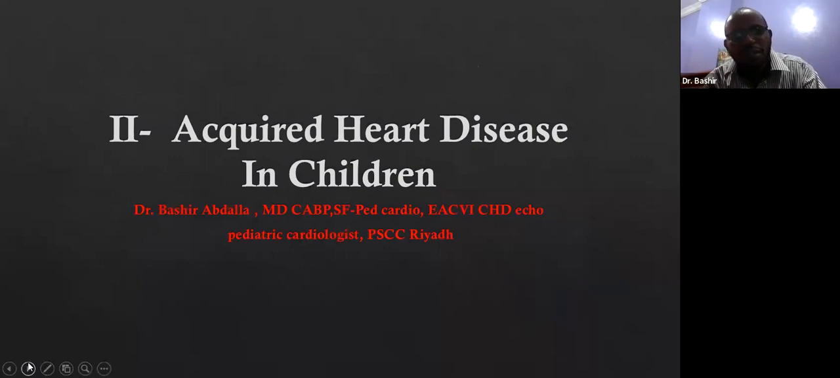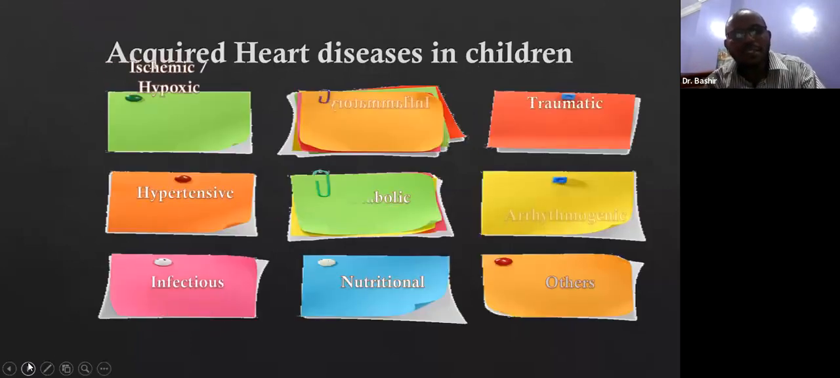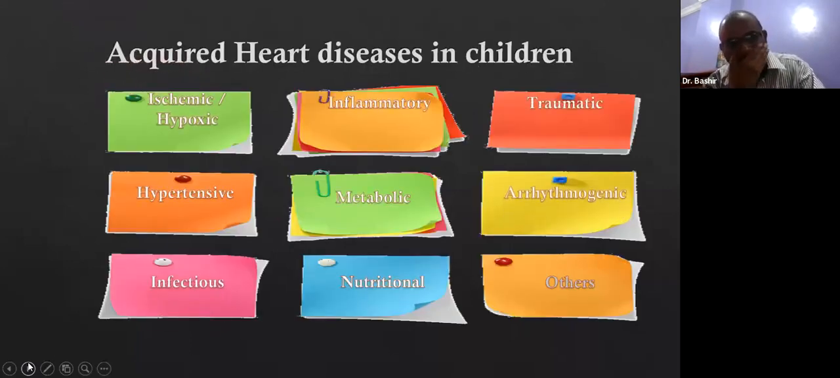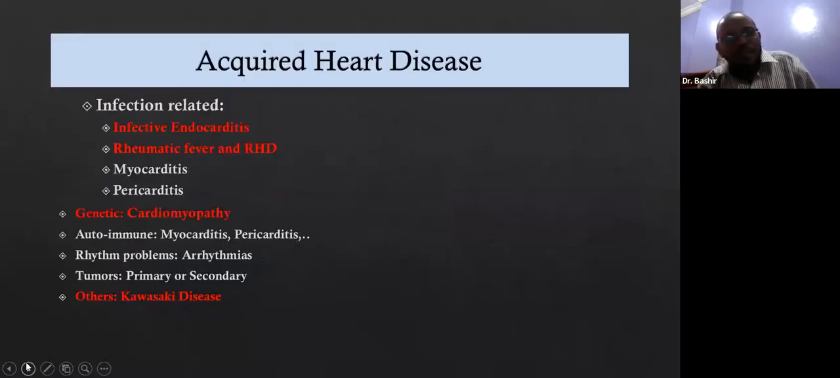Then we will move to the second part, the acquired heart disease in children. As we know, all the acquired diseases, either ischemic or hypoxic, inflammatory, rheumatic, hypertensive, metabolic, arrhythmogenic, infectious, nutritional, or others. Infection related, like infective endocarditis.